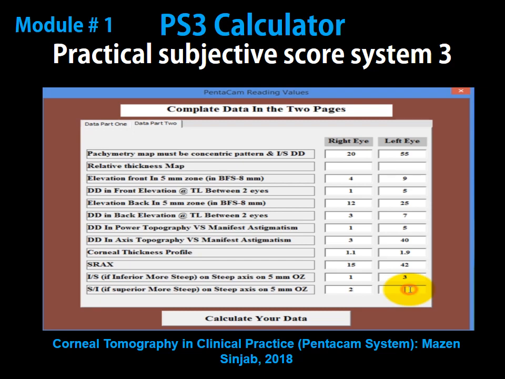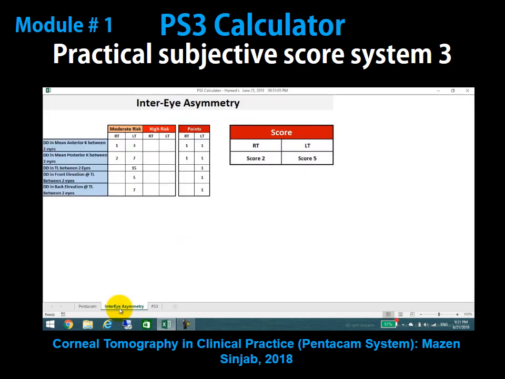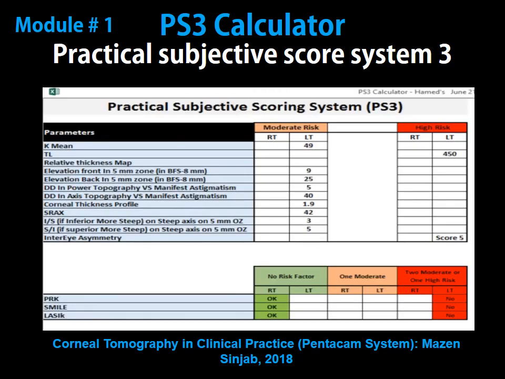After entering the data like Kmax, sinus local, the difference in sinus local between the two eyes, etc., we can get the normal values of the population, also the value we entered for that eye, and here we have the inter-eye asymmetry. Finally, we get the doctor guide according to the practical subjective score system, and I'm going to illustrate all of that in the next slides.